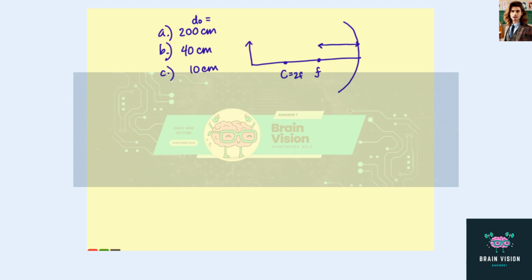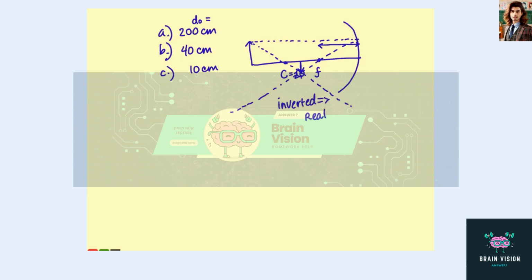My first ray is going to be parallel to the principal axis. And then when it hits your mirror, it's going to reflect and go through your focal. And my second ray is going to go through the center of curvature. Now, where the two rays intersect is where your image is going to be located. So my image here, you can see how it's inverted, which means this is a real image.